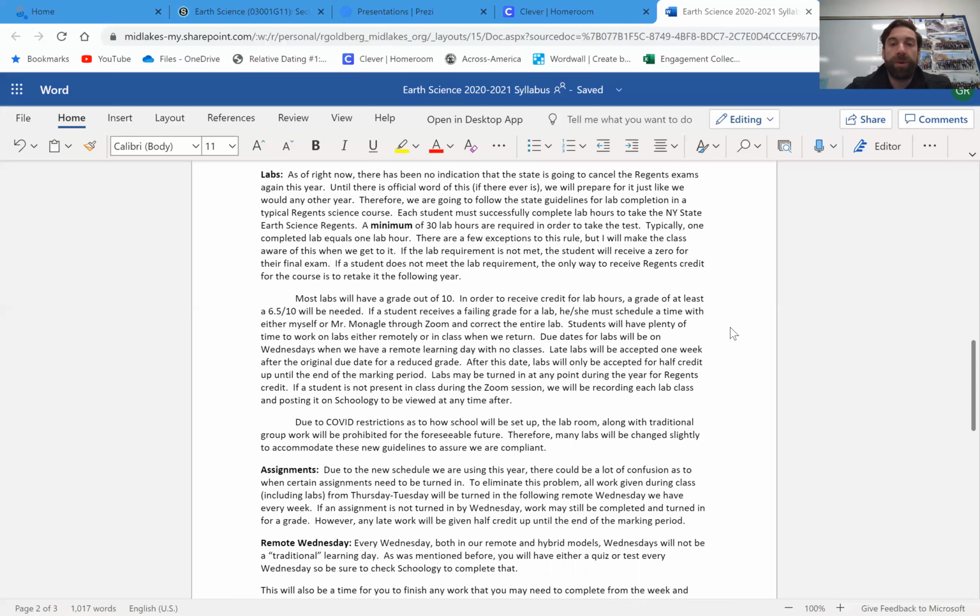So the way that it works, if you don't have any experience or you're not aware of the way Regents science courses work, is that each student must complete a minimum of 30 lab hours in order to take the Regents exam at the end of the year. So typically the way that it works in class is that one lab equals one lab hour. And the labs need to be completed and passing in order to receive that credit for one lab hour. Some labs might be worth a little bit less, some might be a little bit more, but on average, one lab equals 1 hour.